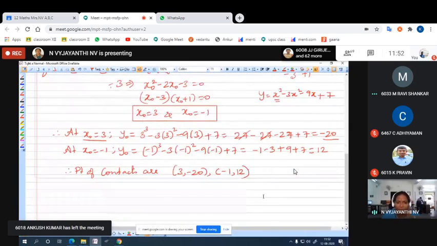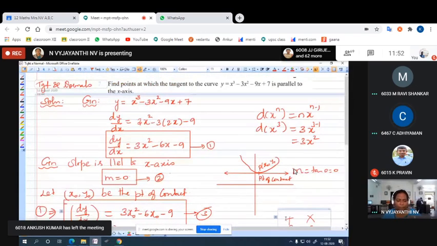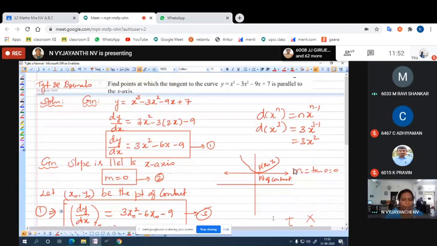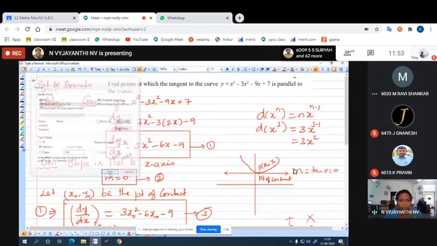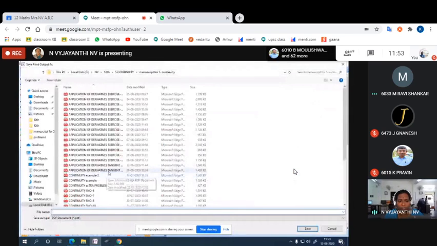Is it easy for you now? Have you understood? So the concept which you have to understand is, if it is parallel to the x-axis or y-axis, how we have to solve the problem.